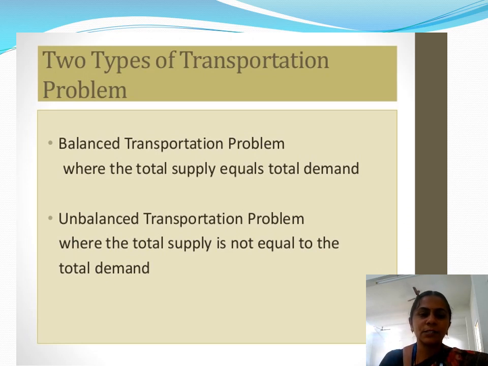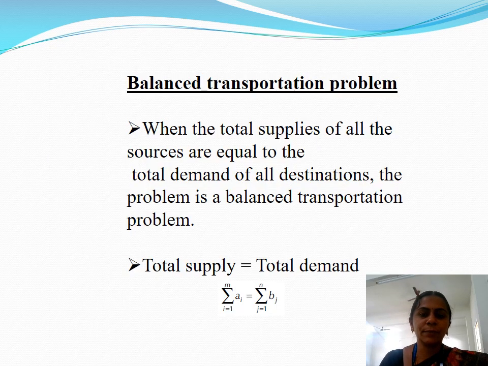Basically, there are two types of transportation problem: one is balanced transportation problem and the other is unbalanced transportation problem. What is meant by a balanced transportation problem? If the total supply of all the sources is equal to the total demand of all destinations, then the problem is said to be a balanced transportation problem. Mathematically it is denoted by summation i equal to 1 to m a_i equals summation j equal to 1 to n b_j.